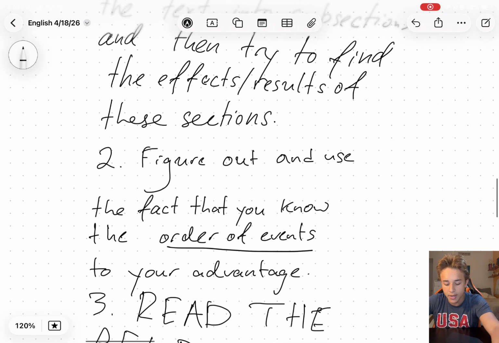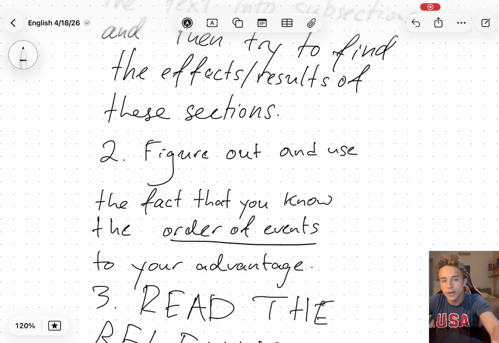The next tip is to use the fact that you know the order of events. If it's asking you, especially about a cause and effect question, the effect of something is probably going to come right after the thing that caused it. It's definitely not going to come before, and it's probably not going to come very far after in the context of these passages. So if you look at the thing that you're trying to find the effect of, you can look at what happened directly after, and that would probably be somewhere there.